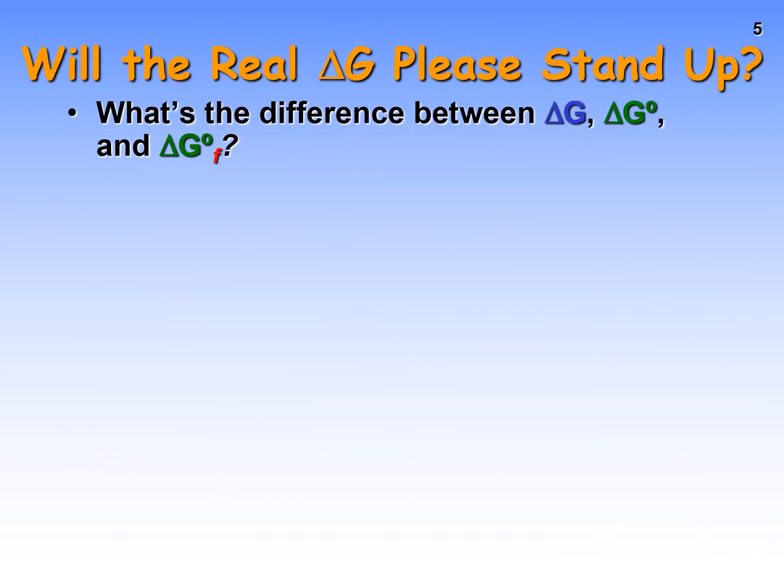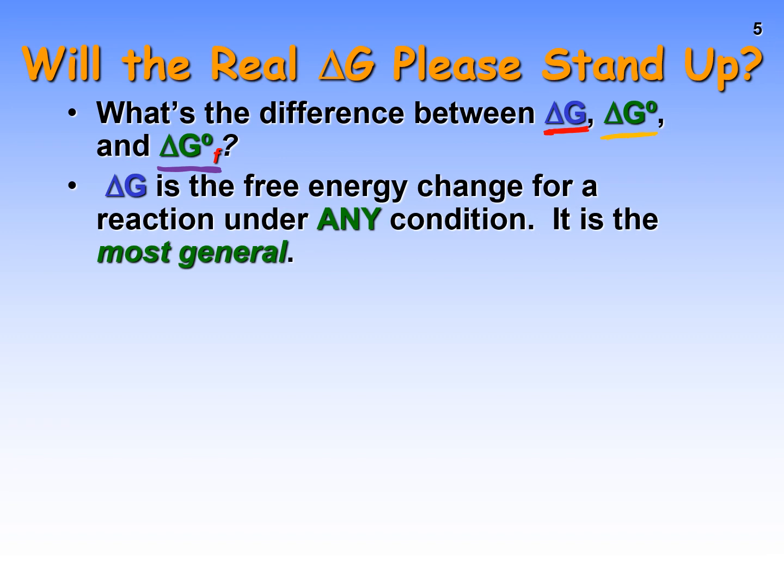It's kind of neat. Now let's look at the differences between the different delta G's or Gibbs free energies that we've learned about in this chapter so far, right? We've learned about the non-standard delta G. We've learned about the standard delta G, and we've learned about delta G naught of formation, which is also under standard conditions, but it's more specific. So let's start with delta G. Delta G is the free energy change for a reaction at any condition.